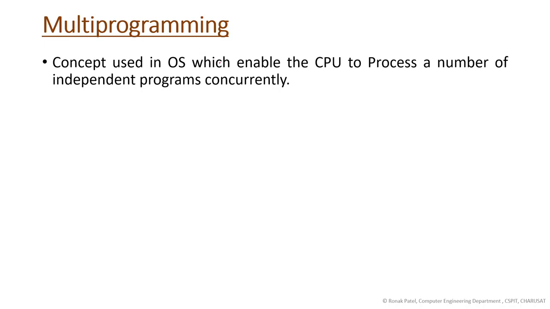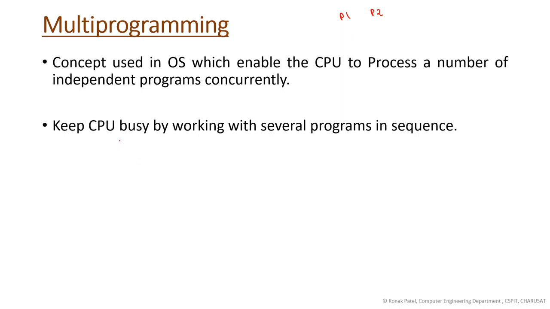So that's why we require a multiprogramming environment, where multiple processes, or you can say programs, are running independently. This is the concept of the operating system which enables the CPU to process a number of independent programs concurrently. As in the example I gave, that was one program, and suppose there is another program: one program P1 and another program P2, doing the same task. While P1 is waiting for the input, the CPU can start processing P2. In the same way, you can have multiple programs. Right now MS Teams is running and some background stuff is also running, and that is due to the multiprogramming environment.